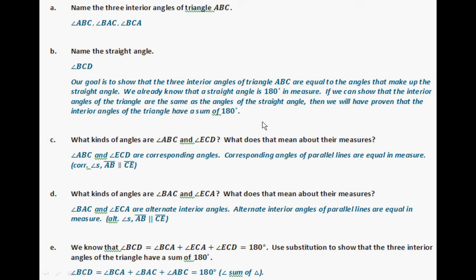And then what is the straight angle? What kinds of angles are ABC and ECD? They are corresponding angles. BAC and ECA are alternate interior angles. And then we know that BCD is equal to BCA plus ECA plus ECD. Use the substitution law to show that the three interior angles have a sum of 180 degrees. Well, BCD is equal to BCA plus BAC plus ABC, which is equal to 180 degrees, and that's the angle sum of a triangle.